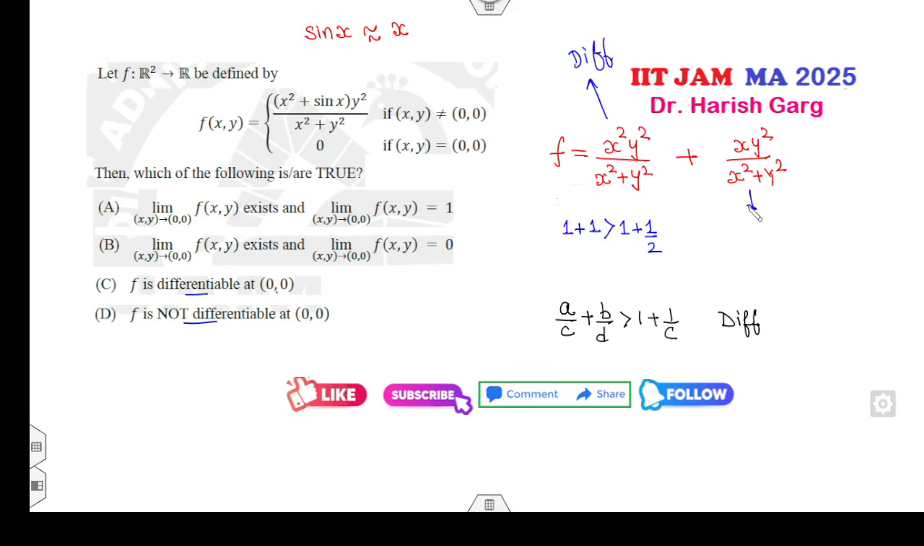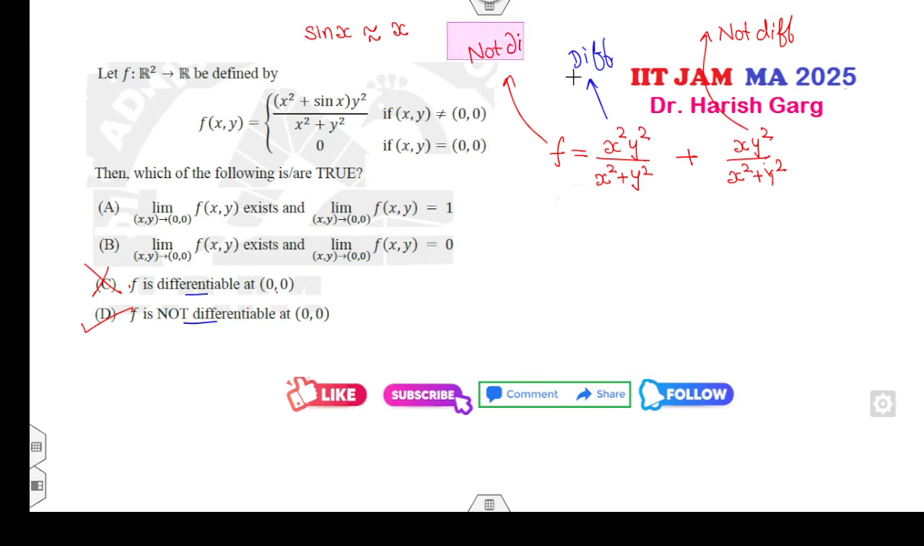Look at the second part, a over c, b over d. Is it greater than 1 plus 1 over 2? No, they are satisfied with equality. That means this part is not differentiable. So one part is not differentiable, that means f is not differentiable. So D option is correct, C option is the wrong answer.